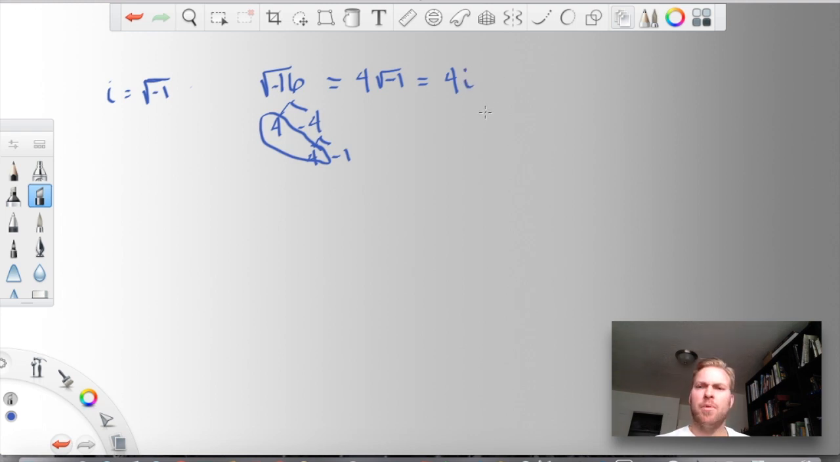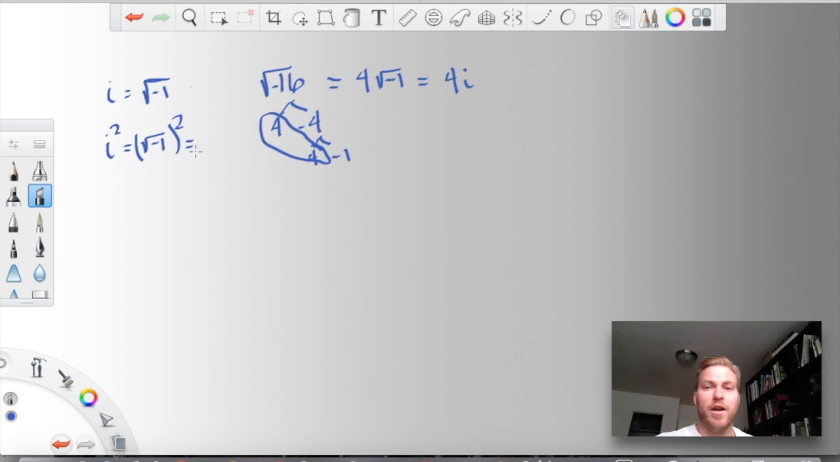Okay, but there's a couple other patterns I think you guys will notice as we work more with these, especially as we do exponents of these. So the first one I want to talk about really quickly is i squared. i squared is going to be, remember what i is, i is the square root of -1. And if we take that whole piece and square it, right, what happens to my square and my square root?